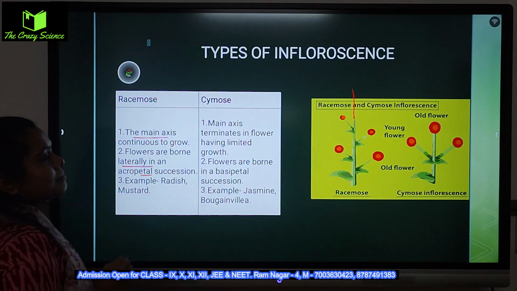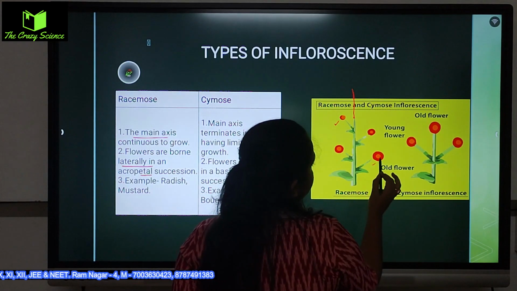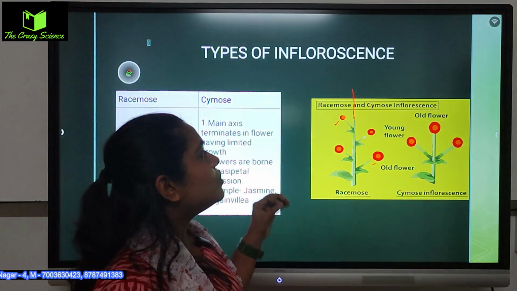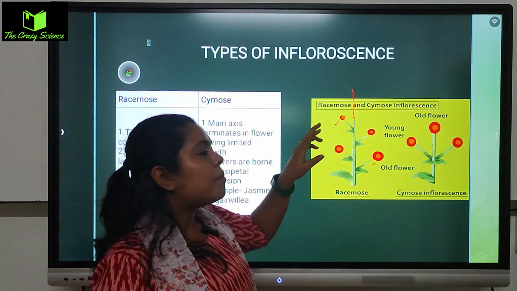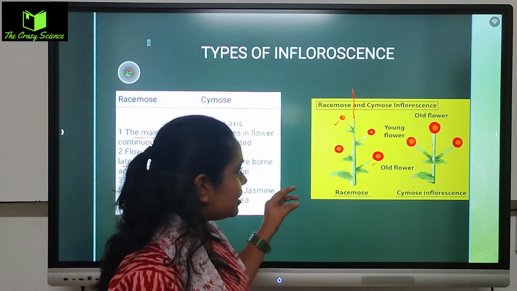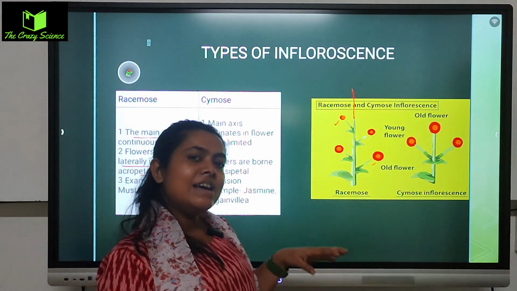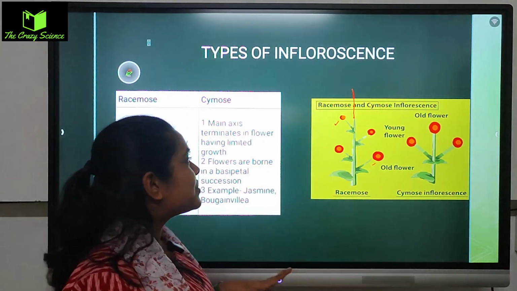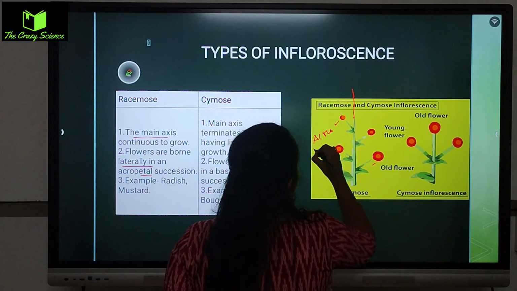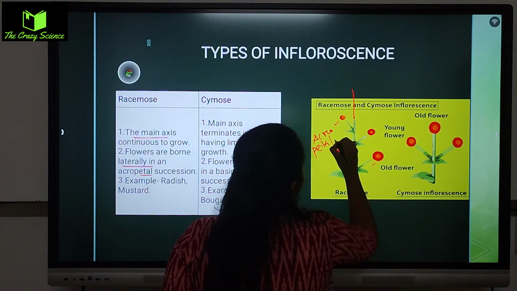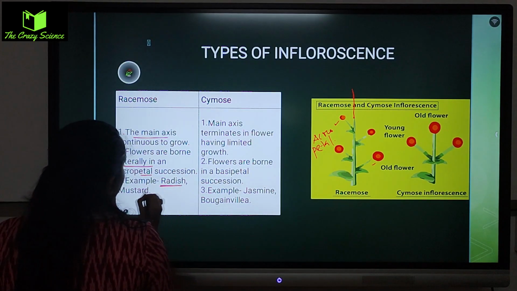succession. Acropetal means where the younger flowers will be in the upper part and the older ones will be placed in the lower part. The young flowers will be grown on the upper part of the axis, and the old flowers will be grown on the lower parts. That is called the racemose, and this is called the acropetal succession. Examples you can see are radish and mustard.